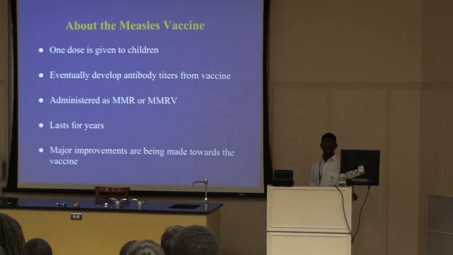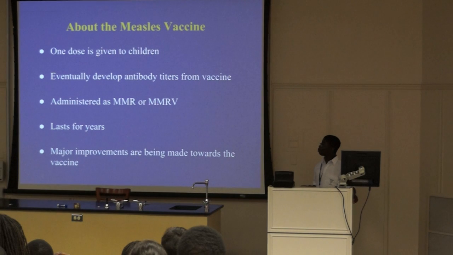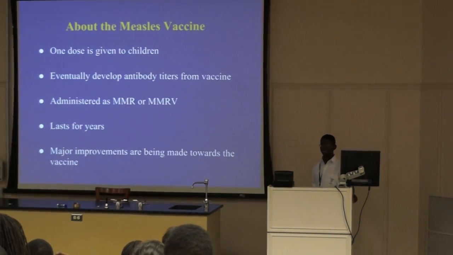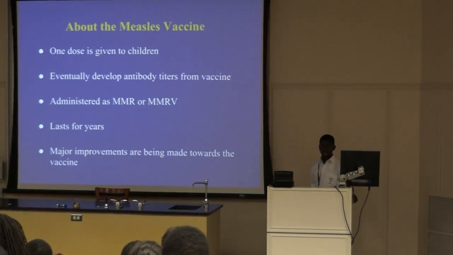About the measles vaccine. One dose is usually given to children. That's the normal amount, like I said earlier. The booster dose is given out if you need it. Patients eventually develop antibody titers from the vaccine. By antibody titers, I mean they develop immunity, so they can fight it off. As administered with an MMRV, as shown in the previous picture, it lasts for years, more specifically, for decades. Major improvements are being made towards the vaccine, like it's becoming cost-friendly, and soon you won't have to be administered it with a needle or syringe.